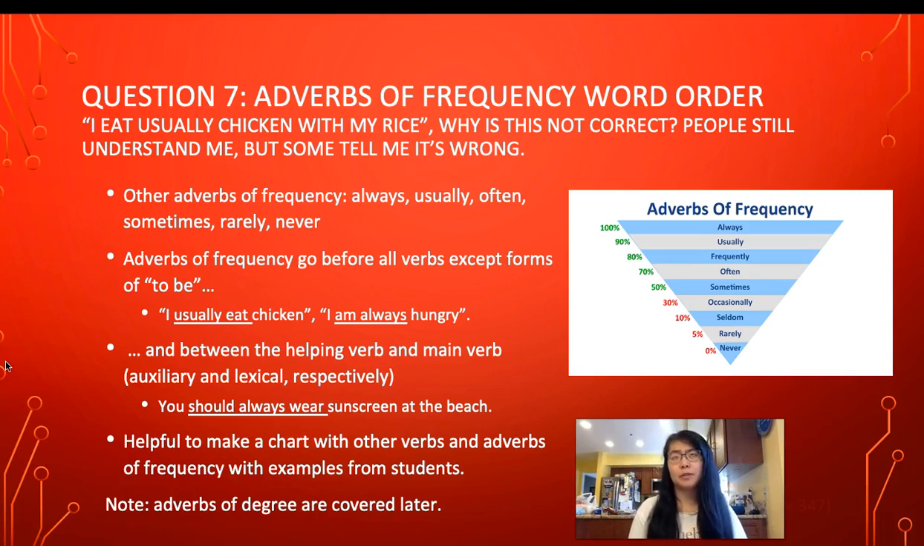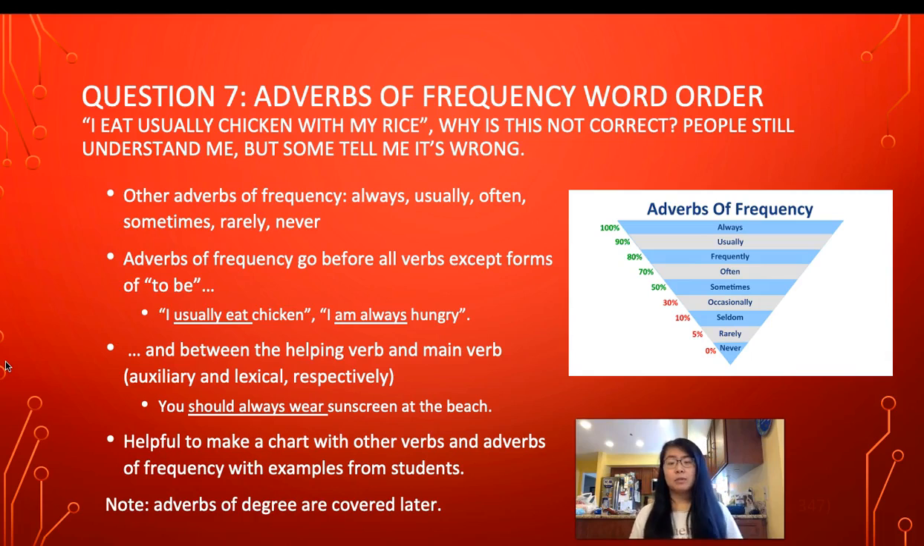So for those of you who may need a brief refresher, an adverb is a word that describes a verb. It adds to the verb is how we like to remember it in our class. So the question is, I eat usually chicken with my rice. Why is this not correct? People still understand me, but some tell me it's wrong.